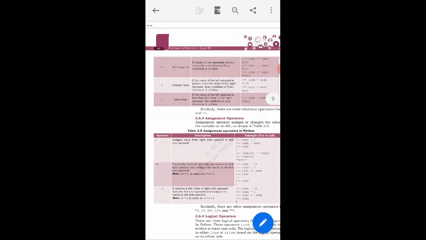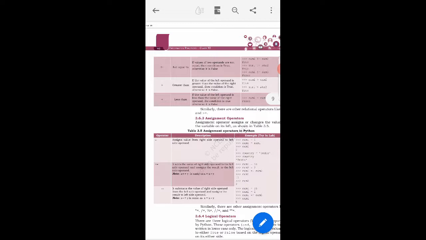Next is plus equal to. num1 is 10, num2 is 2, num1 plus equal to num2 means num1 is equal to num1 plus num2, that is 10 plus 2. So on printing the value of num1 the output will be 12, and num2 is the same, that is 2.